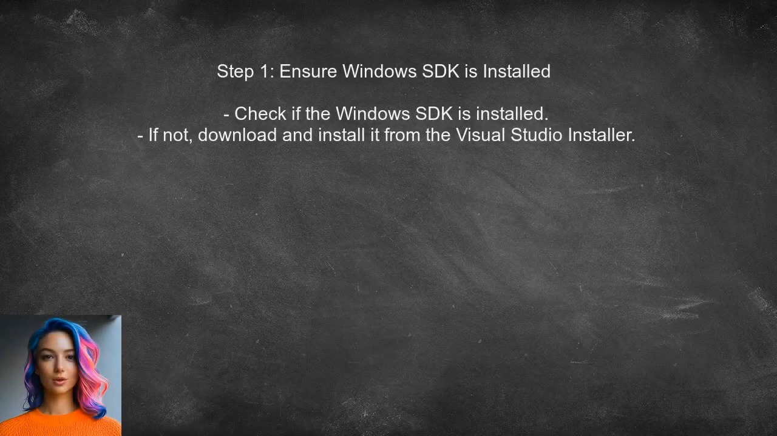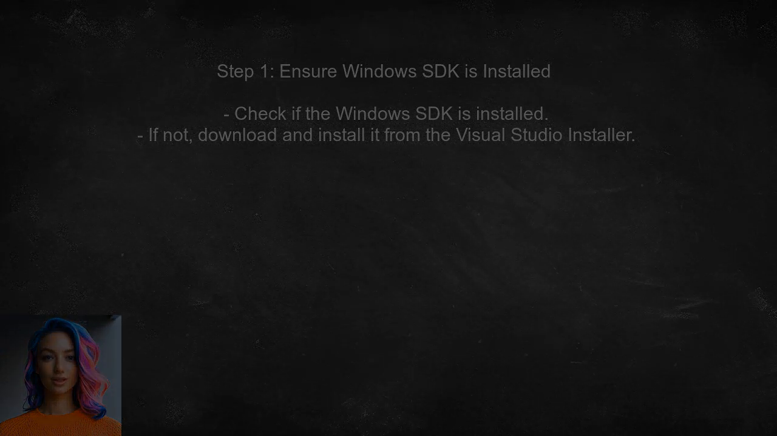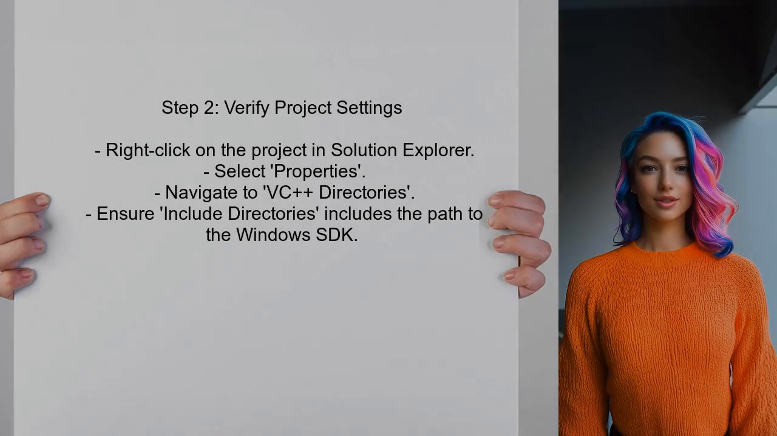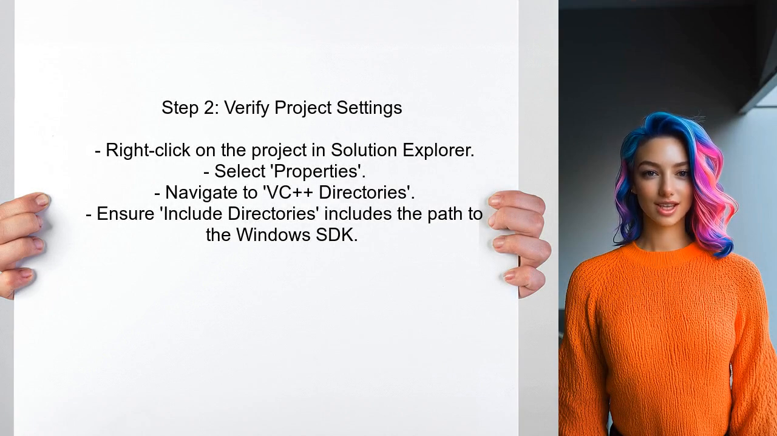To resolve the fatal error RC1015, the user should first ensure that the Windows SDK is properly installed. This SDK includes the necessary header files, including winres.h. Next, the user needs to verify that the project settings are correctly configured to include the path to the Windows SDK. This can be done by accessing the project properties.